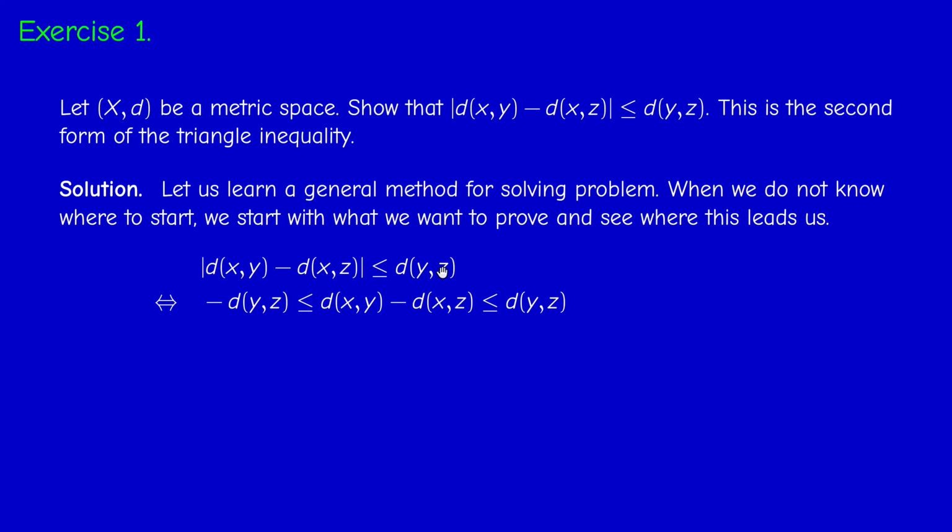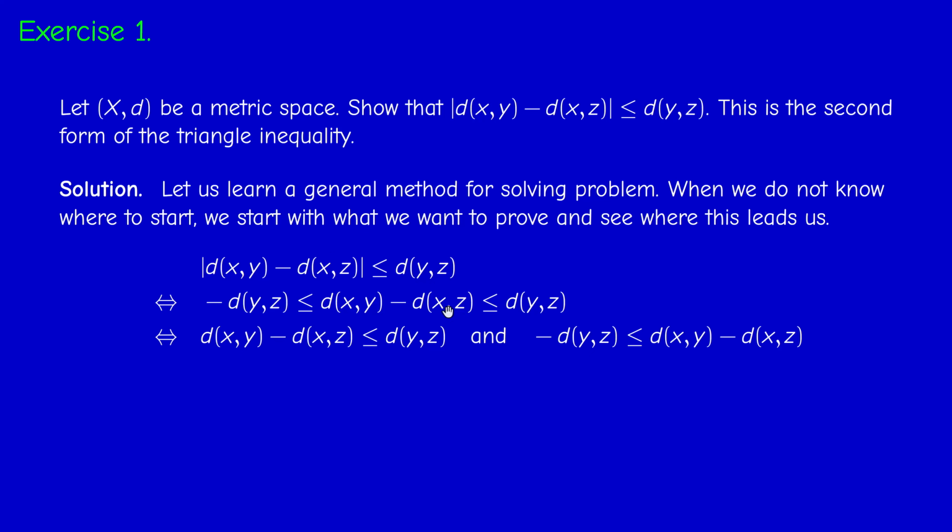is less than another number, then the number is between minus that number and that number. So the difference is between minus d(y,z) and d(y,z), as you know from school. So this is actually a double inequality. If you look at the first part, d(x,y) minus d(x,z) is less than or equal to d(y,z), and the second one, minus d(y,z), is less than or equal to d(x,y) minus d(x,z). Okay, so these are equivalent actually.